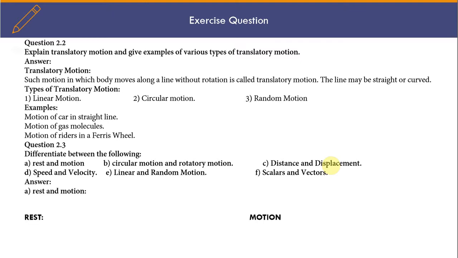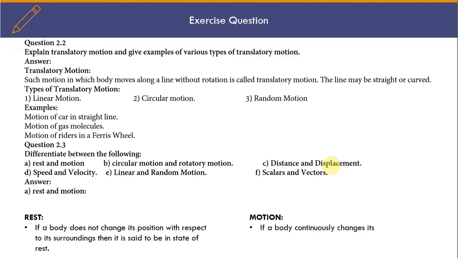Now first, rest and motion. If a body does not change its position with respect to its surrounding, then it's said to be in a state of rest. अगर कोई बॉडी अपने सराउंडिंग के रिस्पेक्ट से पोजीशन को नहीं चेंज करती तो वो कौन सी स्टेट में होगी? रेस्ट स्टेट में होगी. और if a body continuously changes its position with respect to its surrounding, then it is said to be in a state of motion. और अगर वो अपने पोजीशन को चेंज करती है with respect to its surrounding, then it is said to be in a state of motion.